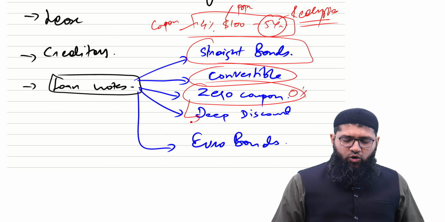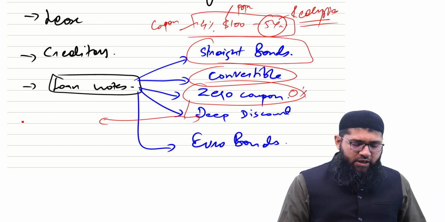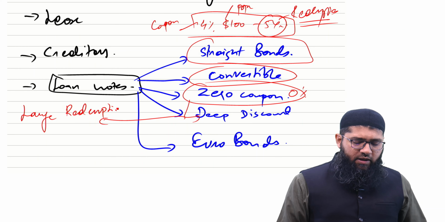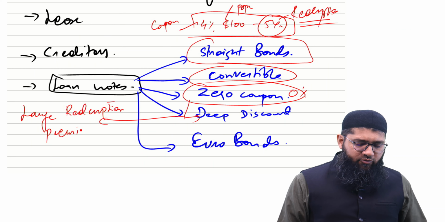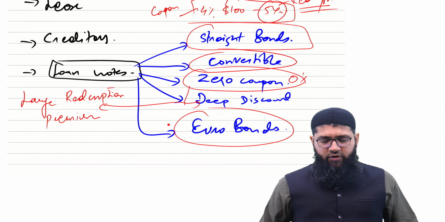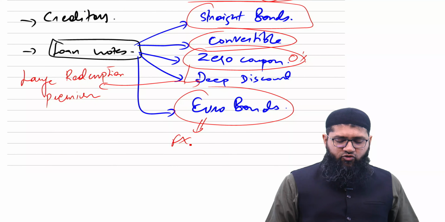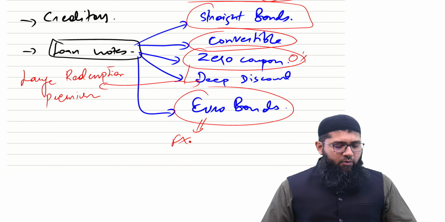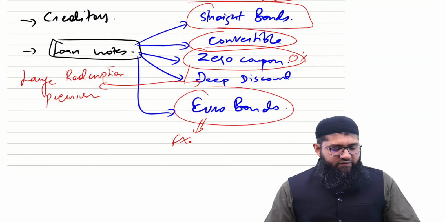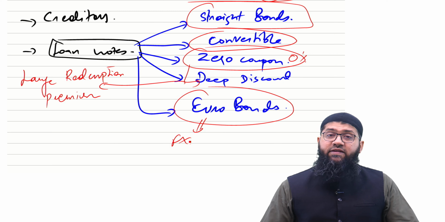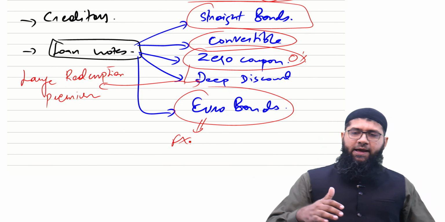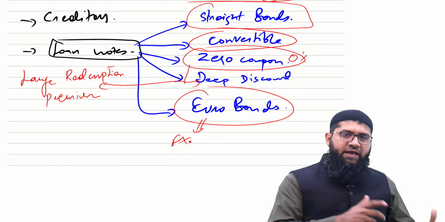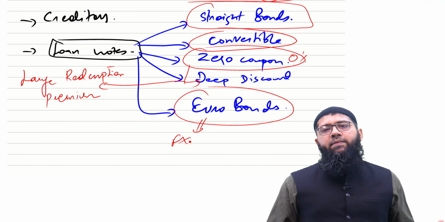Usually the zero coupon bond could be deep discount, or the zero coupon bond could be redeemable at a large premium on the redemption. It could be a large redemption premium also. Then you've got euro bonds. Euro bonds are bonds which are issued in a foreign currency. If you as an entity issue bonds in a foreign currency, that is going to be considered as your euro bonds. So you are living in, let's say, the UK, and in the UK you issue bonds denominated in Japanese yen or Indian rupees or any other currency. That's going to be considered as a euro bond.